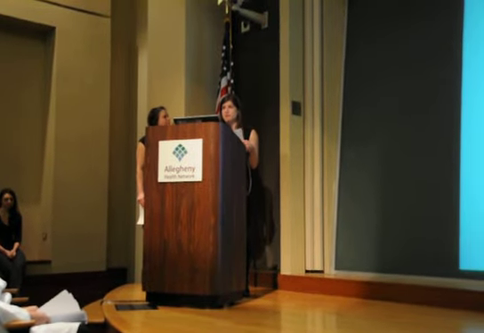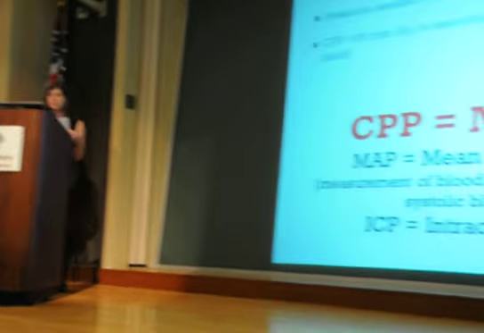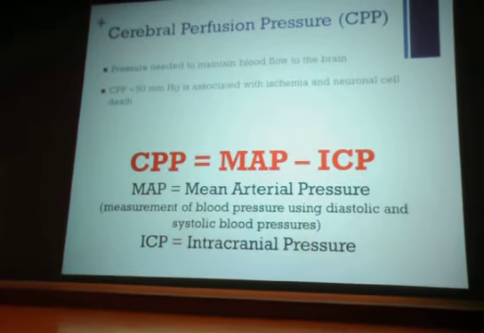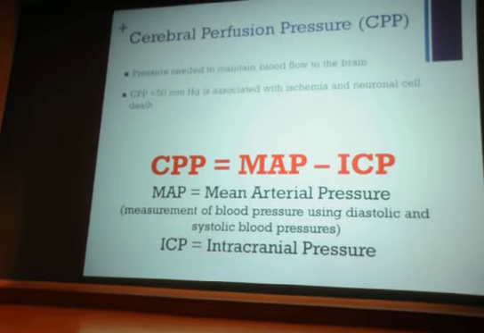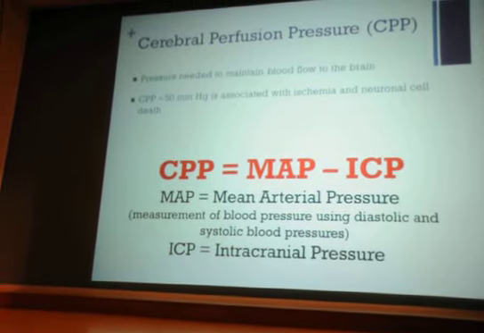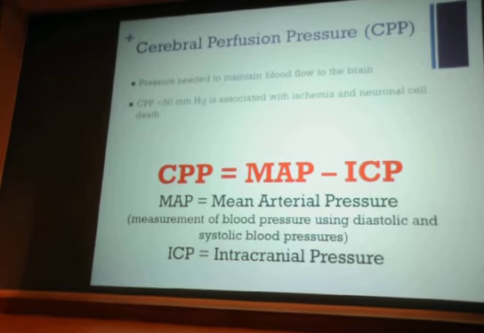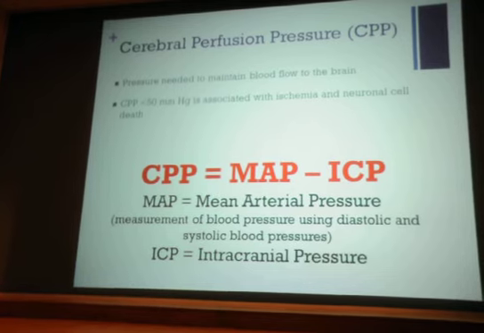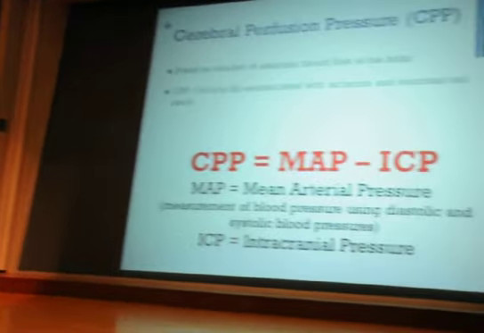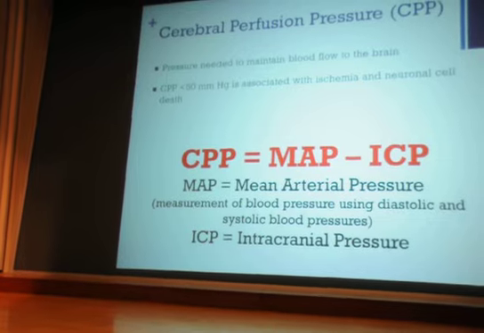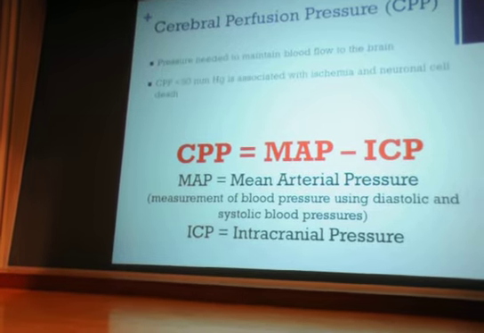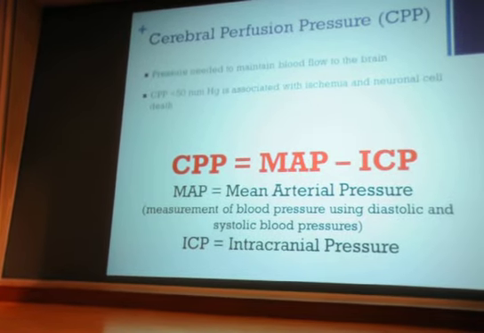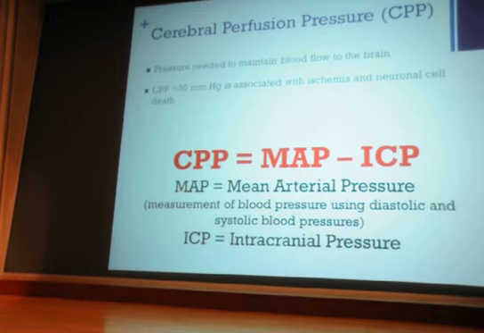So to better understand these treatment efforts, I'm going to first explain cerebral perfusion pressure and intracranial pressure. Cerebral perfusion pressure, also known as CPP, is the pressure needed to maintain blood flow to the brain. A low CPP is associated with ischemia and brain cell death. CPP can be calculated by subtracting the intracranial pressure from the mean arterial pressure, which is a measurement of blood pressure. So as you can see here, as blood pressure decreases and/or intracranial pressure increases, there is a reduction in blood flow to the brain.